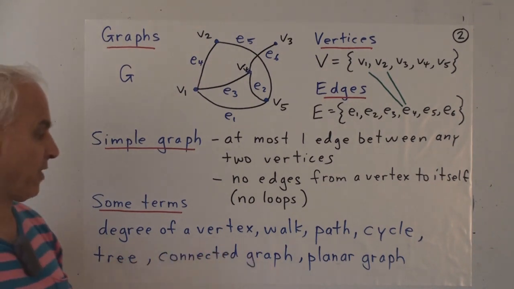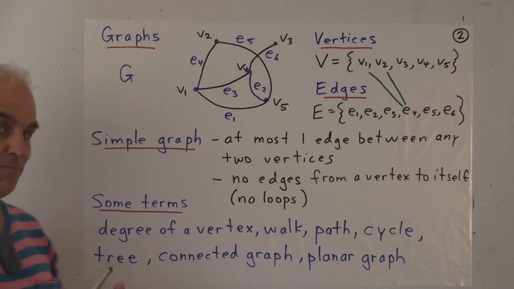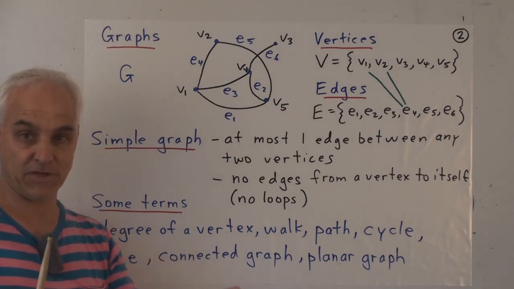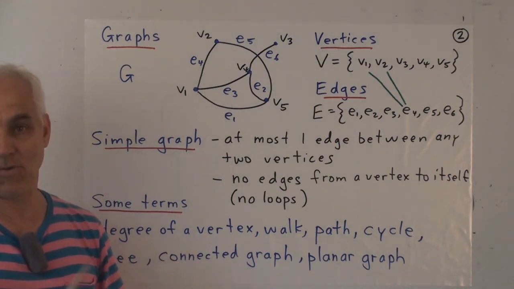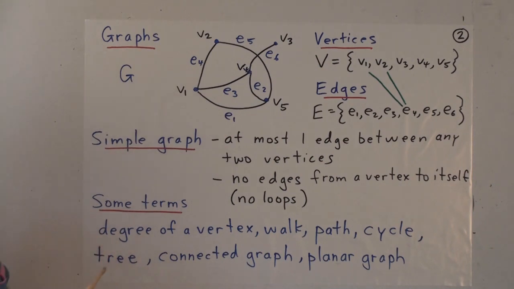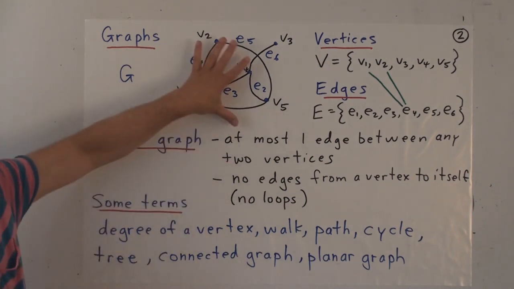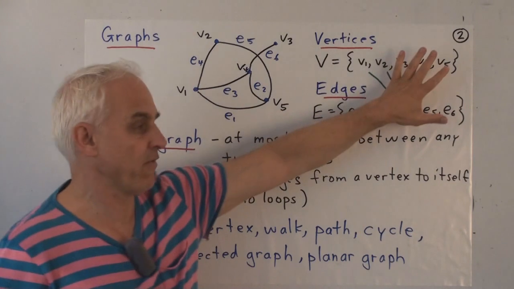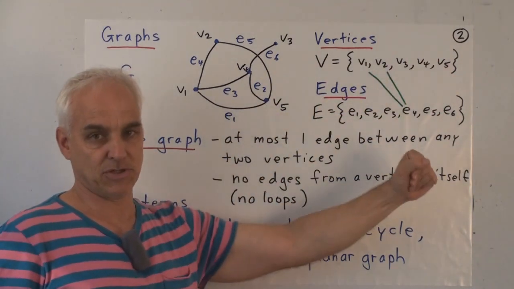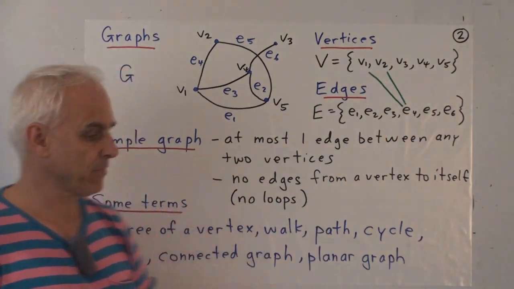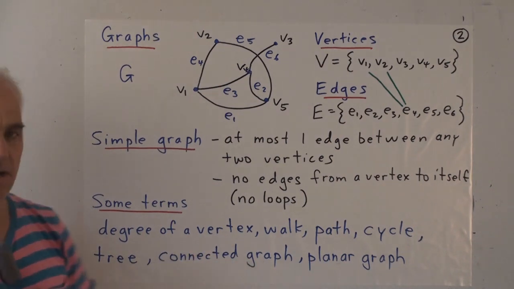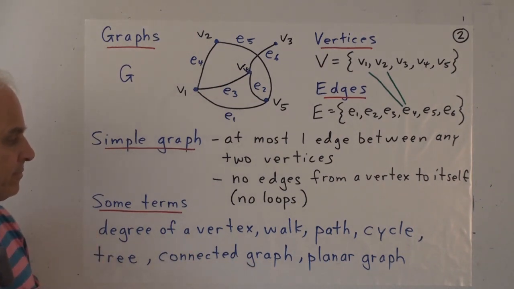A connected graph, well, that's a graph where you can walk from any vertex to any other vertex by an appropriate walk. There are also unconnected graphs, where there might be a bit of it over here and then another bit over here with no edges between those two parts of the graph. Today we're only going to be talking about connected graphs.